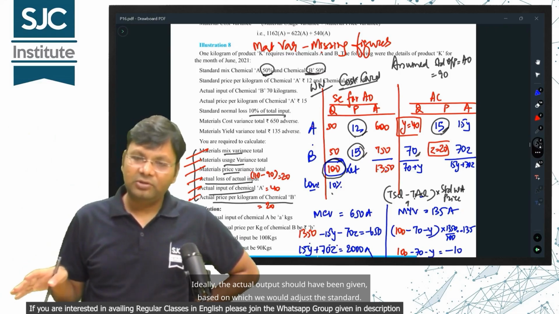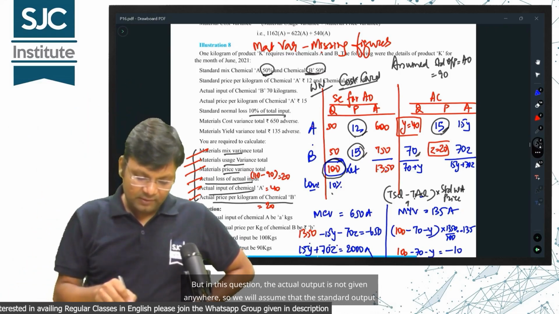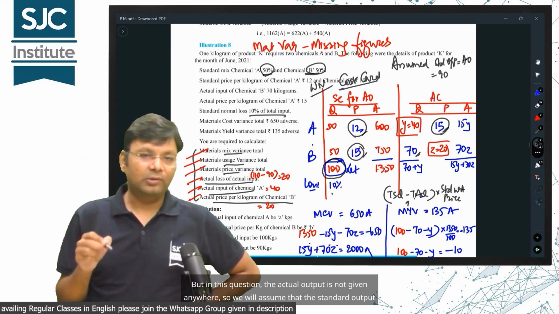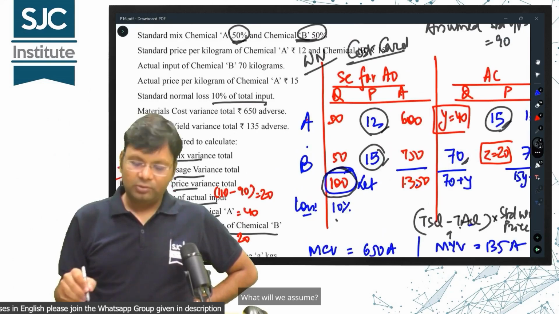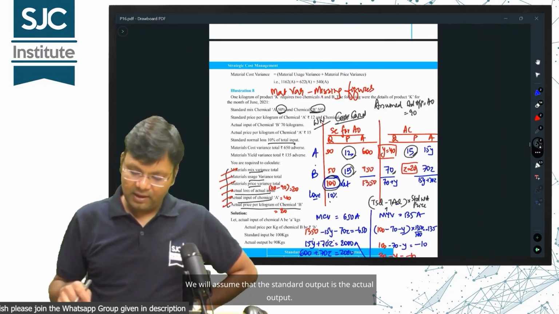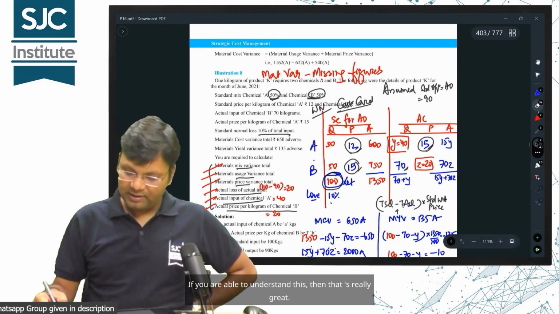Ideally, the actual output should have been given, based on which we would adjust the standard. But in this question, the actual output is not given anywhere, so we will assume that the standard output itself is my actual output. We will assume that the standard output is the actual output. If you are able to understand this, then that's really great.